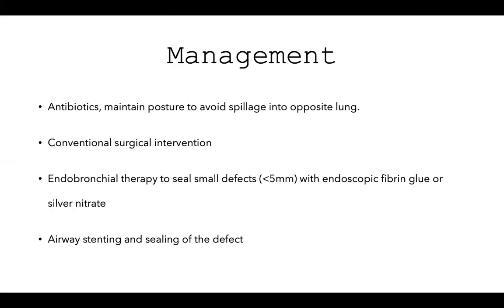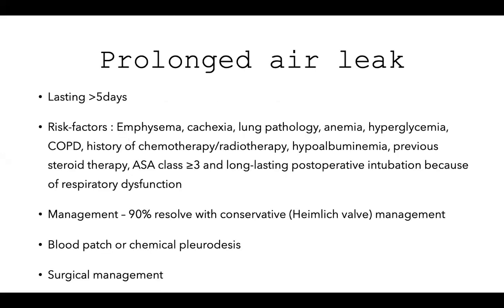In terms of management, antibiotics if we are suspecting an infection, maintain posture to avoid spillage into the opposite lung, and conventional surgical management to control the air leak, specifically if it is large. Endobronchial therapy to seal small defects less than 5 millimeters can also be considered, specifically with fibrin glue and silver nitrate. And airway stenting and sealing of the defect will be the next option.